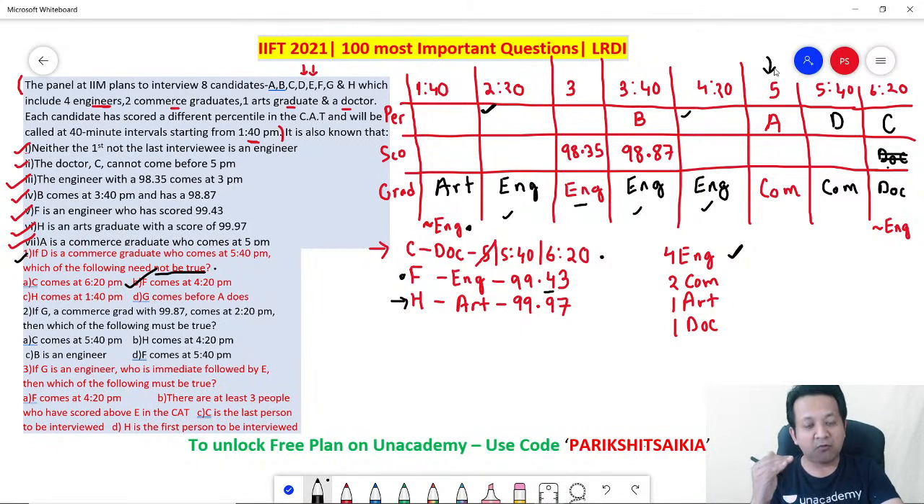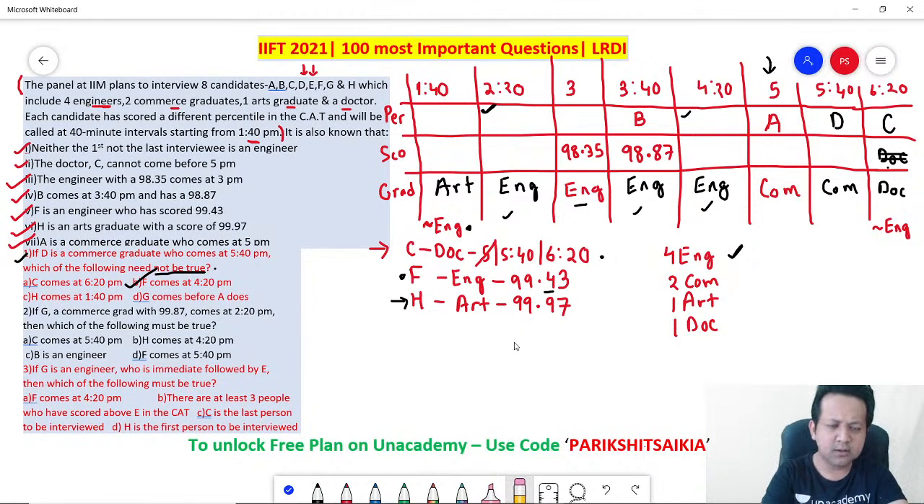So obviously, if I have to fill G, wherever G comes, I don't know. But it has to be before A. Why? Because positions after A are already filled. So option B is your answer because it is sometimes true but not always true. So the answer is option B for the first one. Did you get it? Got it, right?